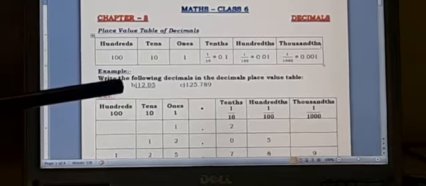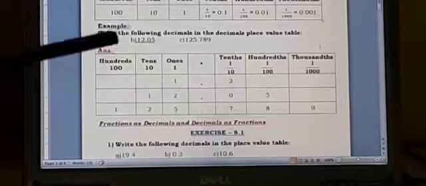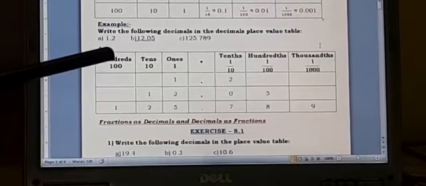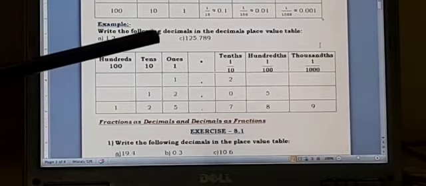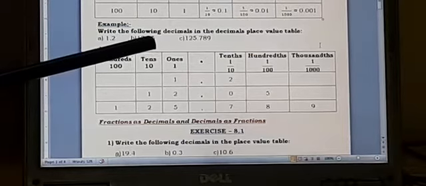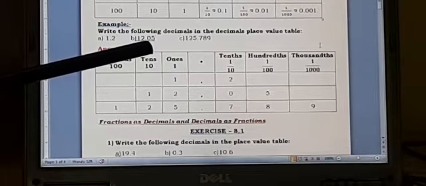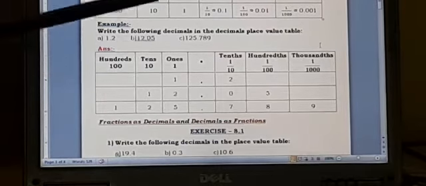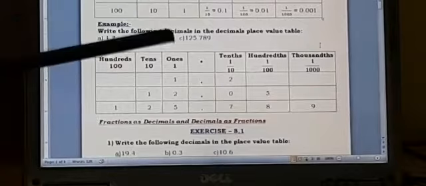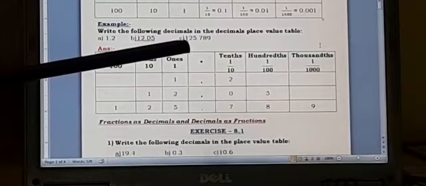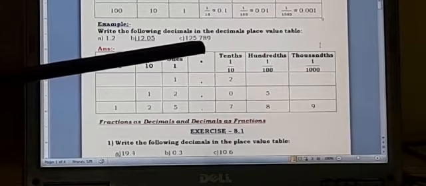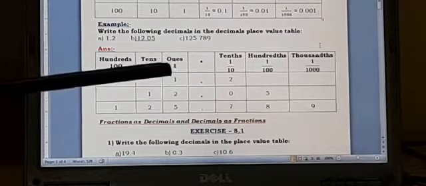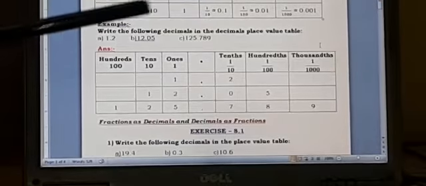Listen carefully how I am reading the decimal numbers. First one, 1.2. Next one, 12.05. See children, after the decimal point, 05, you have to read each digit separately. See the third question, 125.789. So like this you have to read the decimal number.